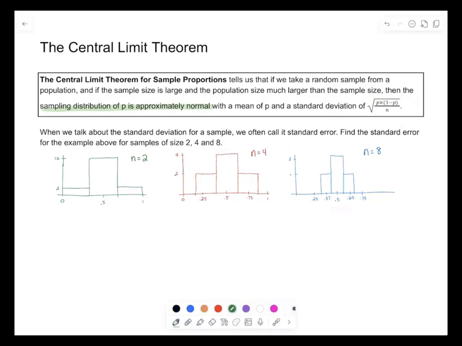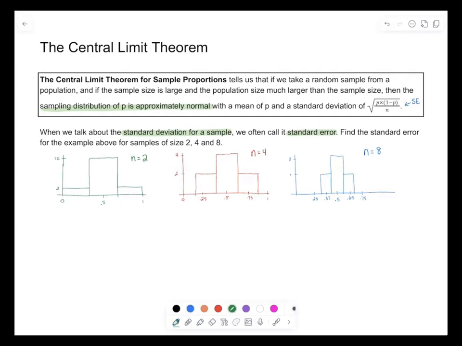And we actually call it something different. So this is another important part of this video. When we're talking about standard deviation for a sample, we call it the standard error. So this formula up here, this is the standard error formula, which really just means standard deviation, but we're talking about a sample, we're talking about a group.